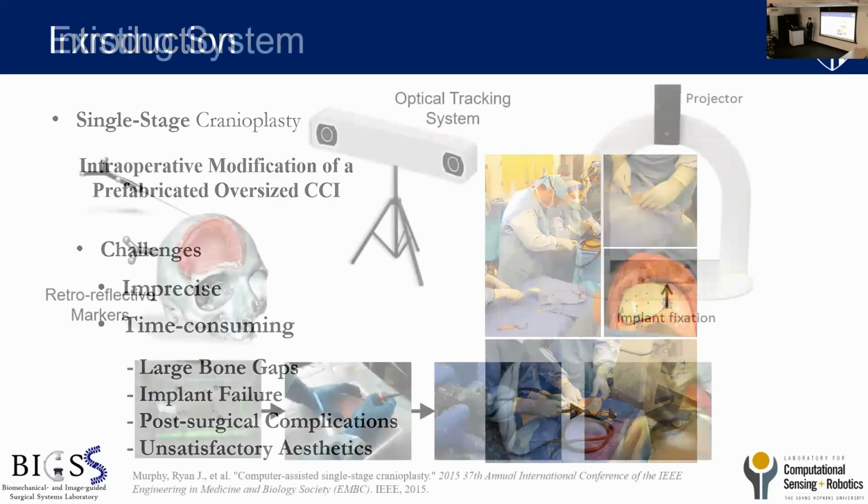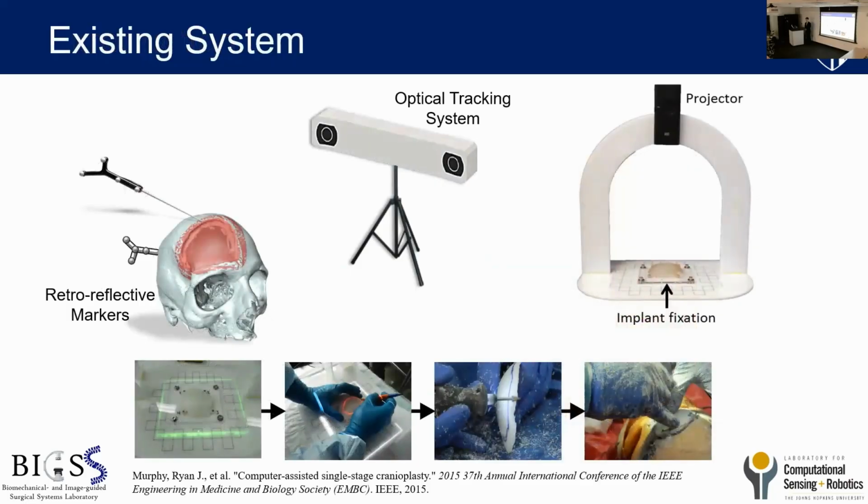To address these challenges, here at Johns Hopkins in 2015, the Big Lab proposed the first computer-assisted single-stage cranioplastic workstation. This system relied on a commercial optical tracking system to perform registration, and the surgeon can use the instrument to trace the defect. Then there is a projector that can project the oversized implant, and the surgeon can mark the contour on the implant and then perform the resizing.